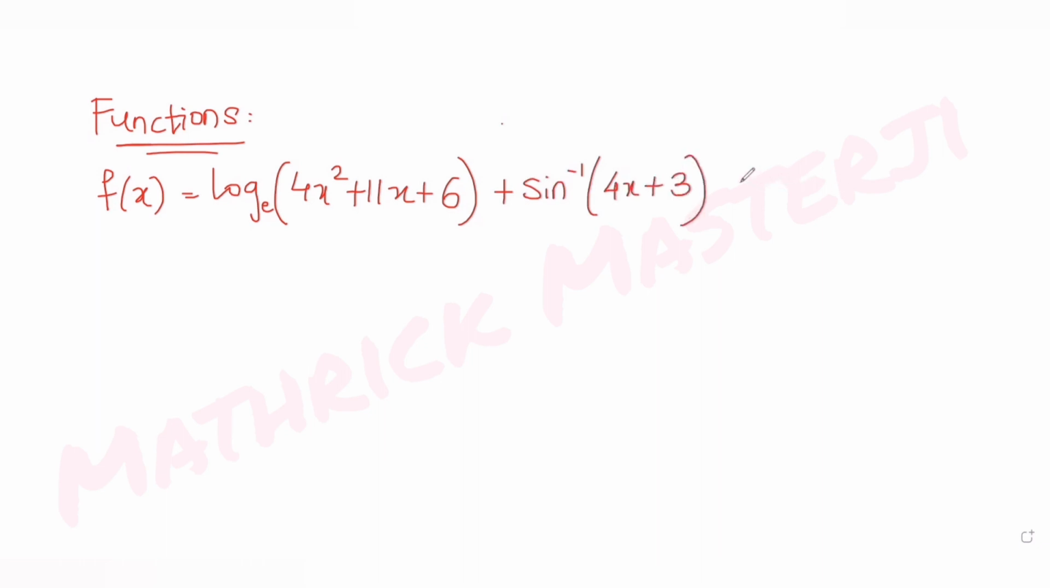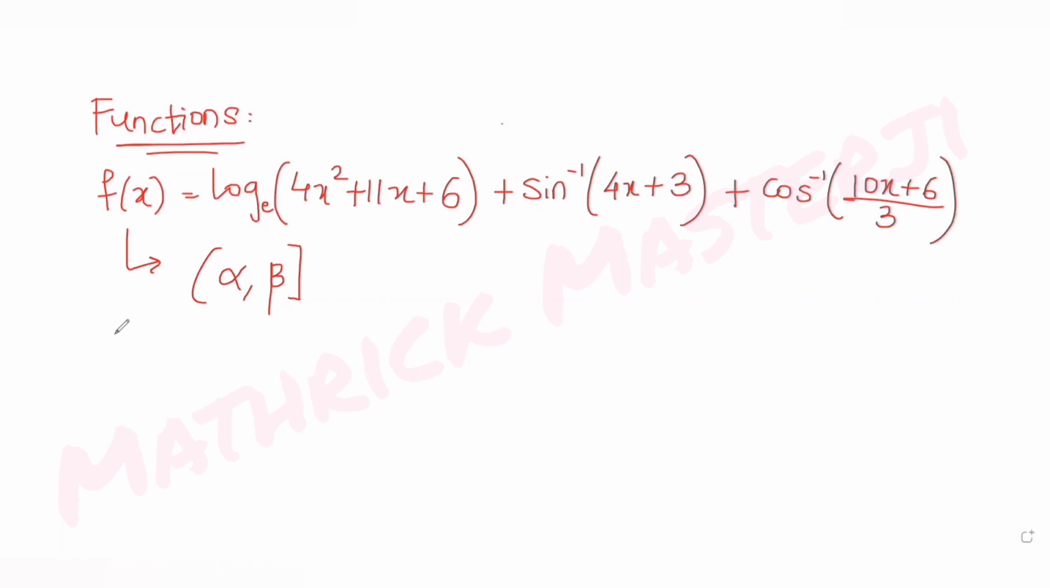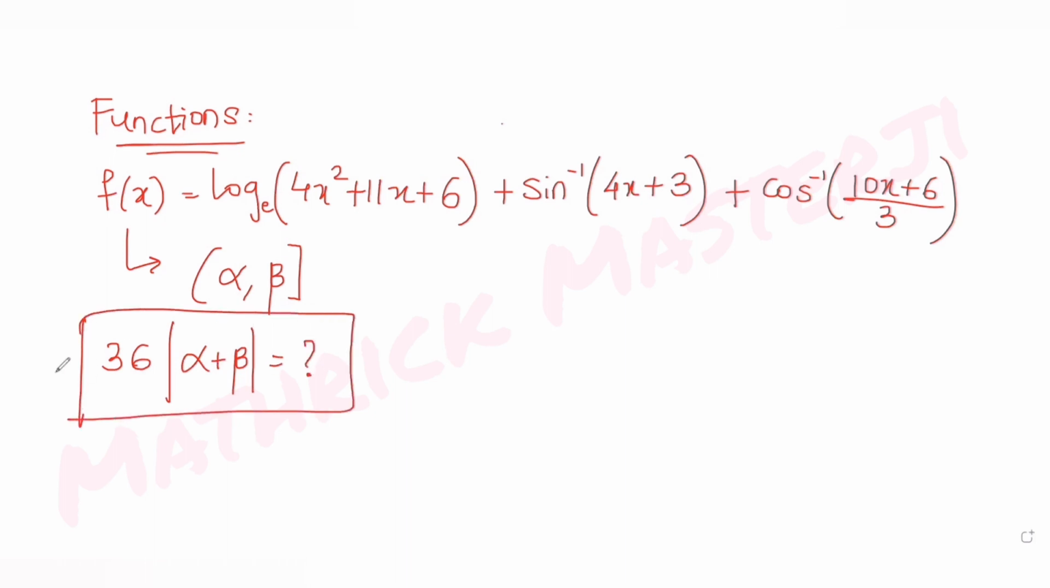And the last one is given to us as cos inverse of (10x plus 6) over 3. So these are the three subparts of the function, and this is your entire function f of x. The question tells us that the domain of this function is the open bracket alpha, close bracket beta. Then 36 mod of alpha plus beta is equal to what? That is the question asked to us.